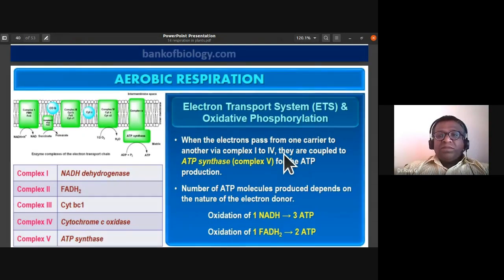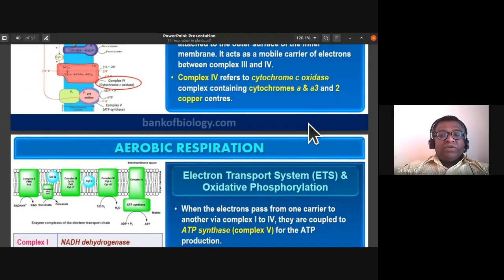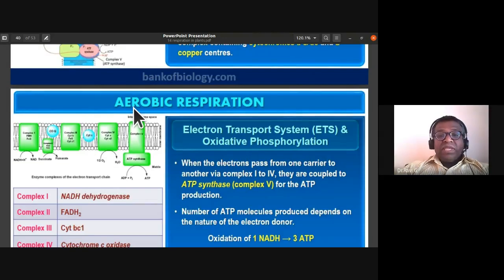When the electrons pass from one carrier to another via complex 1 to complex 4, they are coupled to ATP synthase, which is complex 5, for the ATP production.